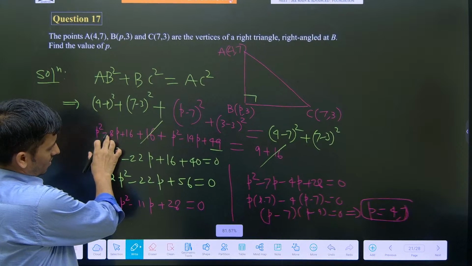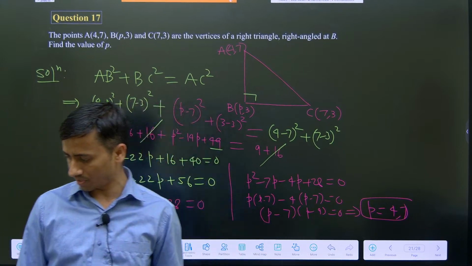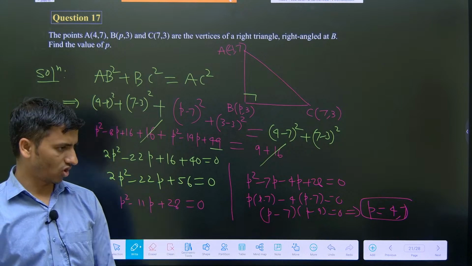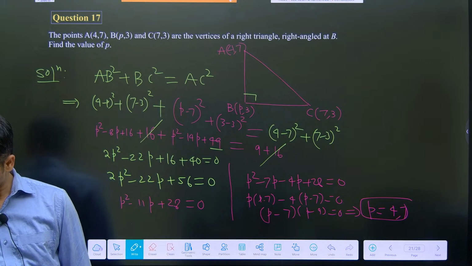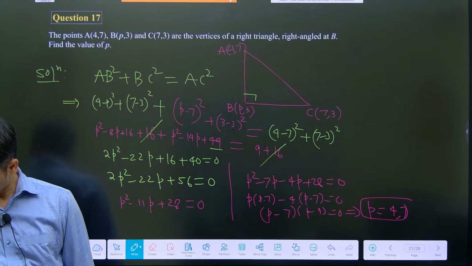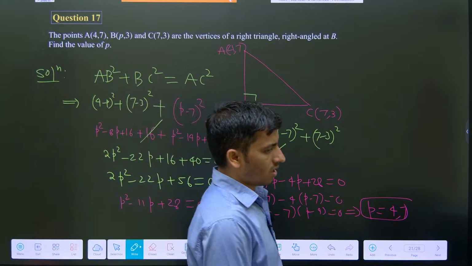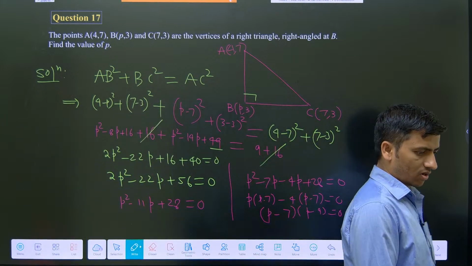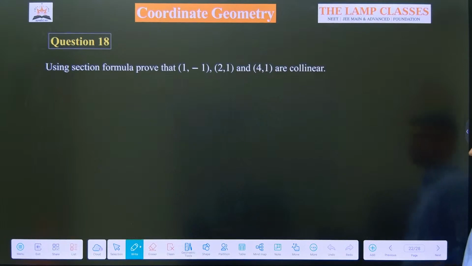So yeah, if you are writing the steps like that, you deserve 3 marks completely for this. It's a normal question of 3 marks. It's not that lengthy. Have you all got the answer of this? Please comment the answer. And if you have done it, let's move to the next now.